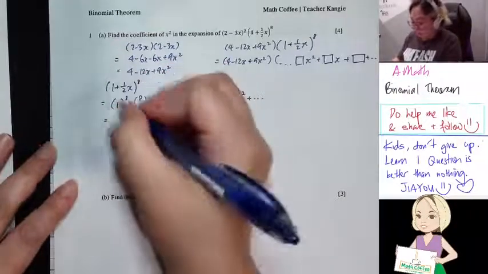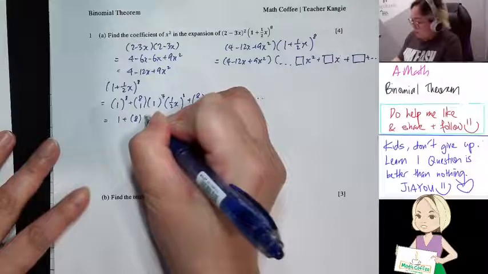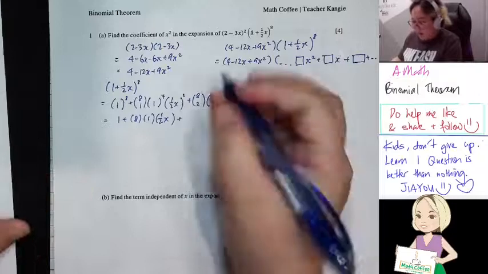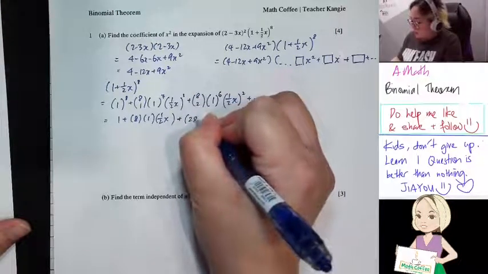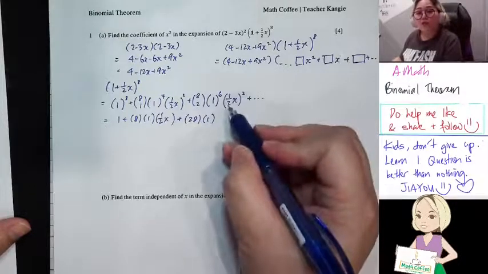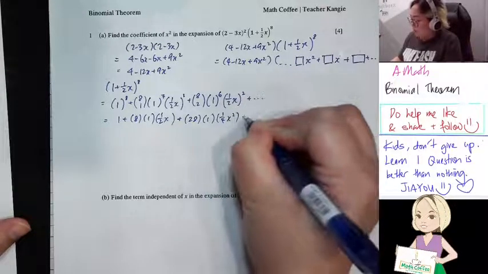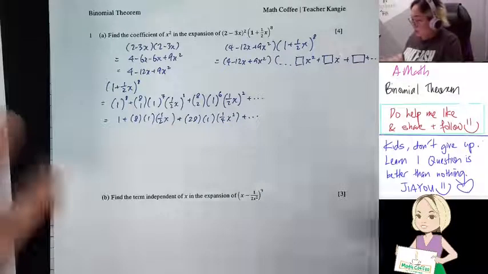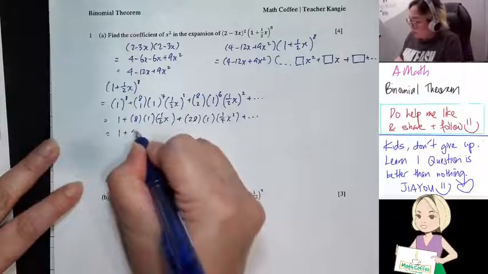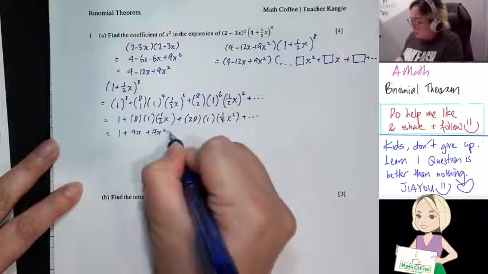So let's simplify. This one will be 1. This one will be 8. 1 to the power of anything is just 1. This one is just half x, plus my 8C2 is 28. This is 1. Take note of this one, half x squared. So you're supposed to do half to the power of 2, so it's 1/4. So this is 1/4 x squared plus dot dot dot. So we're going to simplify here. 8 times half is 4. So this one becomes 1 plus 4x. 28 times 1/4 is 7. So it becomes 7x squared plus dot dot dot.